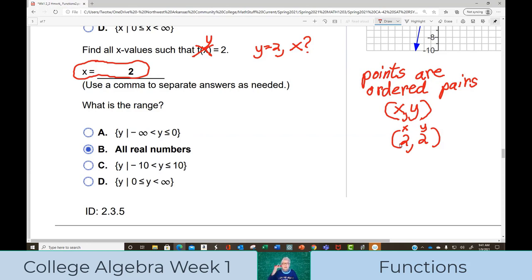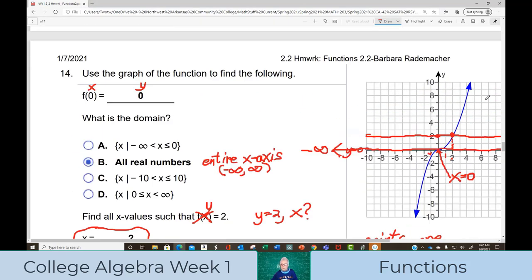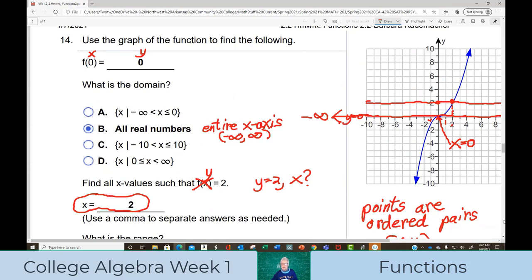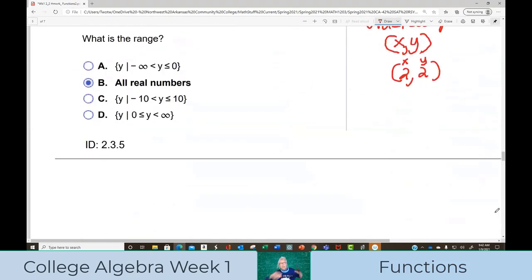What is the range? The range goes lowest to highest. Well, this graph goes up forever and down forever. It's going to cover the entire y-axis. So it's all the real numbers again. The entire y-axis, which can also be written as negative infinity to positive infinity, but it's a different negative infinity to positive infinity from the x-axis. This is the y-axis.